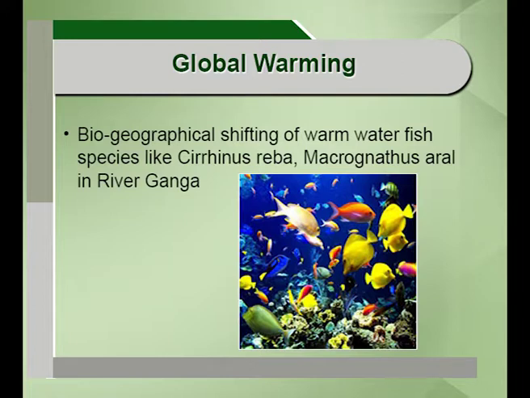So for example, in our country, on the river Ganges, there is a shift in warm water fishes like Sirana, Rita, Macrognathus, and Aral in the river Ganges. This has been found in the Haridwar region. So why? Because of the change in the temperature, the change in the sea surface temperature or the river temperature. So my point is, global warming is a very important threat as far as other living organisms are concerned, and particularly fish biodiversity.